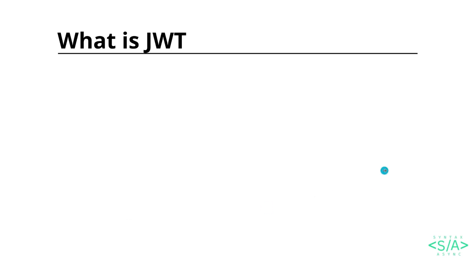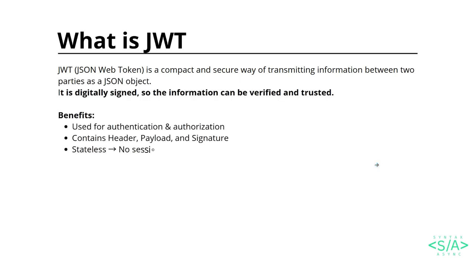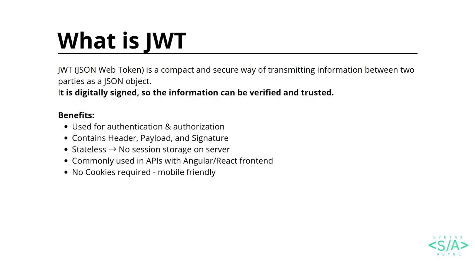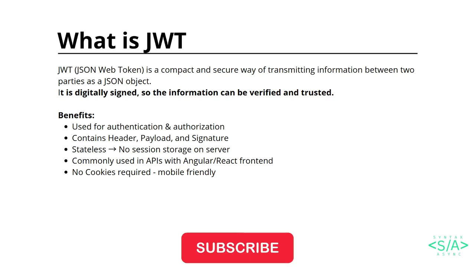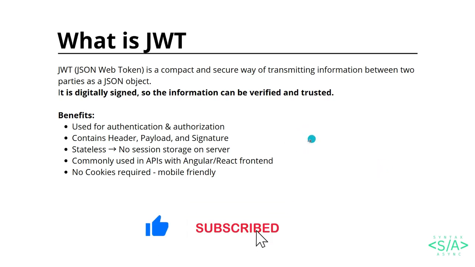So, what is JWT? JWT stands for JSON Web Token. It is a compact and secure way of transmitting information between two parties as a JSON object. If we talk about benefits, it's used for authentication and authorization. It contains a header, payload, and signature. We cannot store any session on the server side, and we verify any request through the JWT token. So these are the benefits, and this is the basic definition of the JWT.